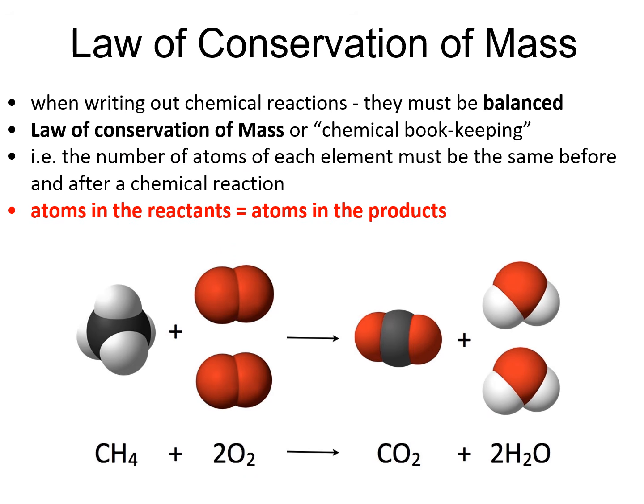It's important to remember that when you write out chemical reactions, they have to be balanced. This is because of the law of conservation of mass, or what you can call chemical bookkeeping. The law of conservation of mass says, hey, you can't destroy or create matter, and that means that the number of atoms of each element has got to be the same before and after a chemical reaction. Simply put, the law of conservation of mass says the number of atoms in the reactants has to equal the number of atoms in the products. But you guys are probably used to writing balanced equations because you have chemistry as a prerequisite.